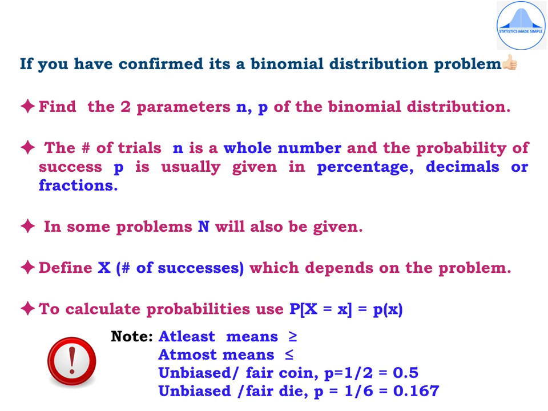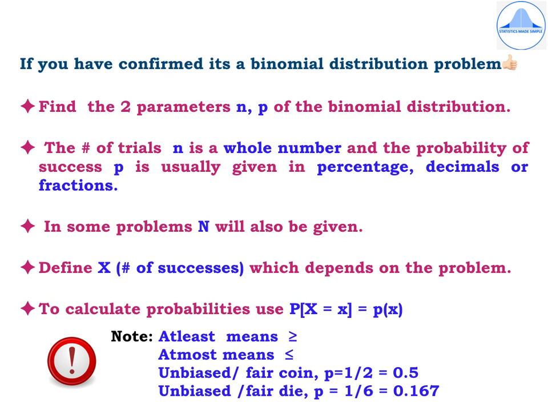And p is the probability of success. Remember that the probability value always lies between 0 and 1, and it can be given in terms of either percentage, decimals or fractions. And in some of the problems you'll see that the total value, that is capital N, may also be given. So when you're starting a problem on any of the theoretical distributions, list down all these in the given category.